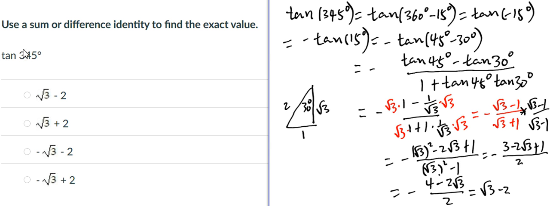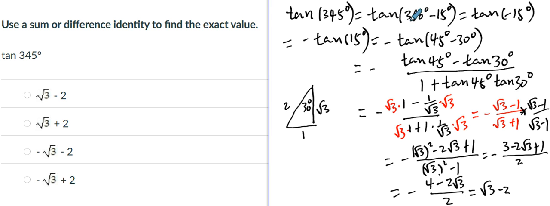Now, let's see how to find the exact value for tangent 345 degrees. We know 345 degrees is so close to 360 degrees. So intuitively, we should have a 360 minus 15. Then we got 345.